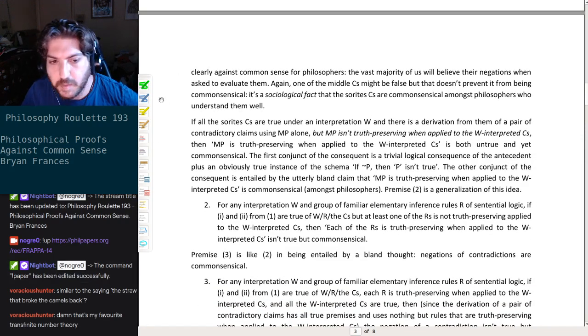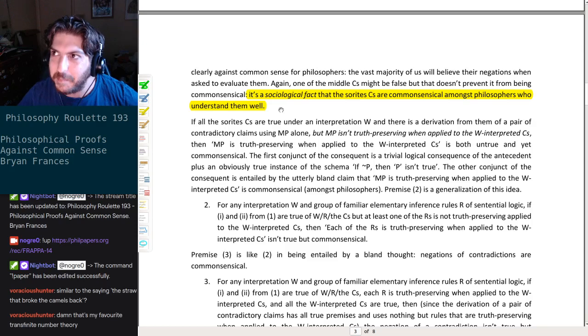Yes, I agree with this statement that it is a sociological fact among philosophers who understand them well. That, again, does not make it good. Just because the philosophers agree doesn't make it commonsensical at all. It just means that this is how philosophers are. Maybe they self-select for the type of people who actually believe this sort of thing.